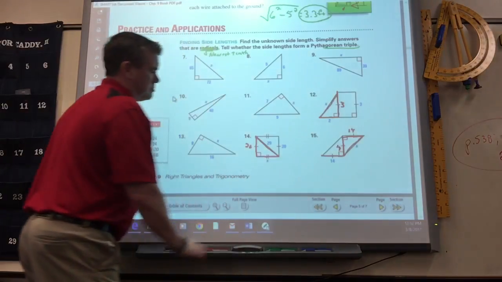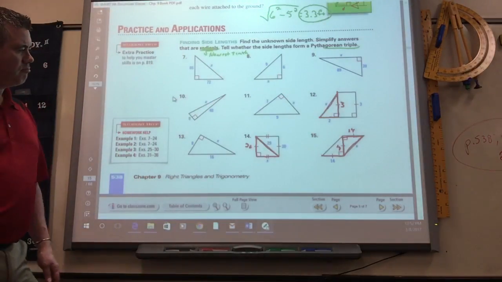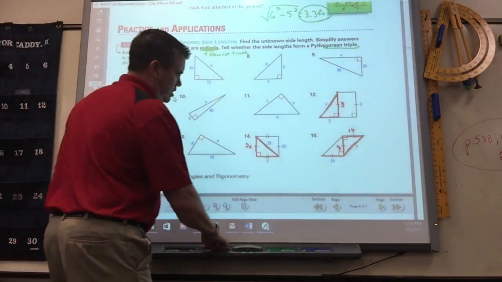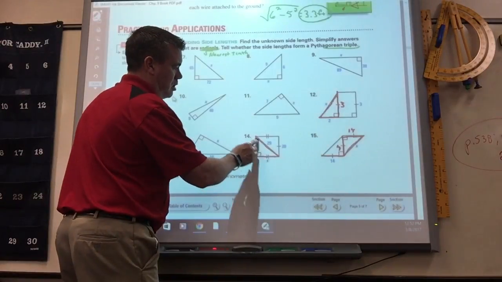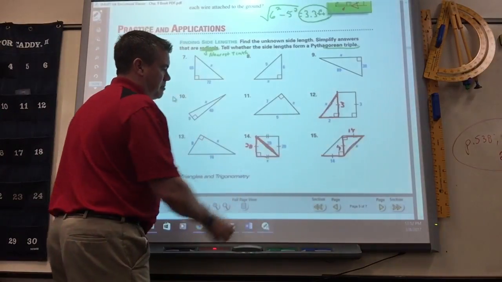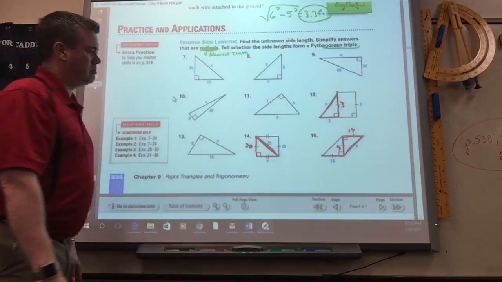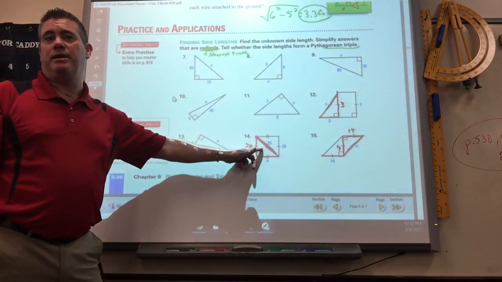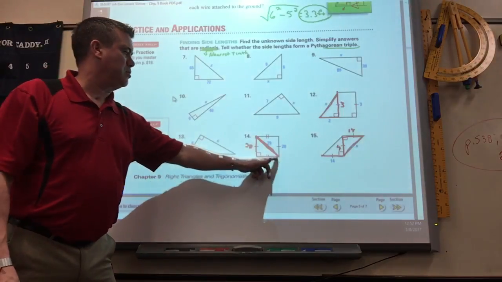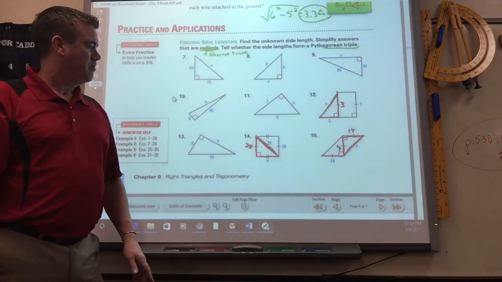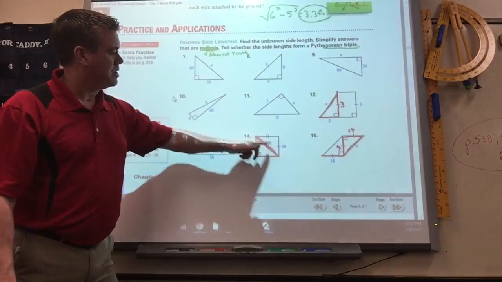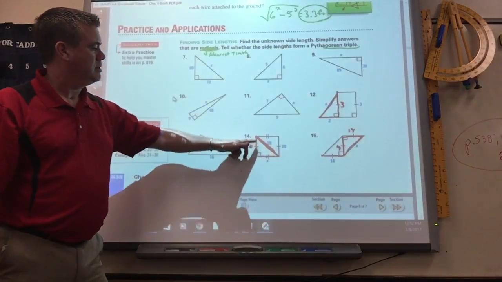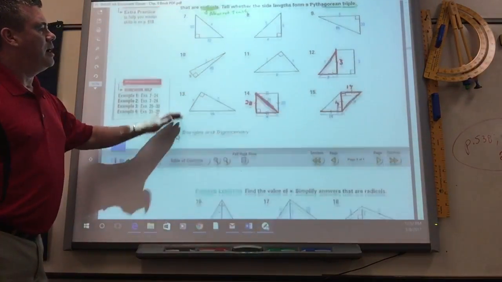Wait, we already know x is 29. For this one? No, the diagonal is 29, not the top. Yeah, but x is 29, isn't it? Right here? Yes. Can't be, because the hypotenuse is 29. The diagonal is 29. Tic-tac. Oh, that just means they're congruent. Yeah, that means this piece is congruent to that piece. Okay, never mind. 29 is the diagonal.